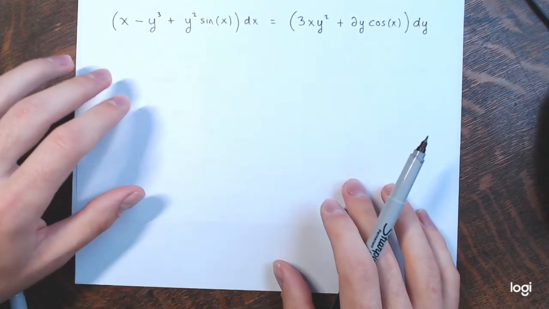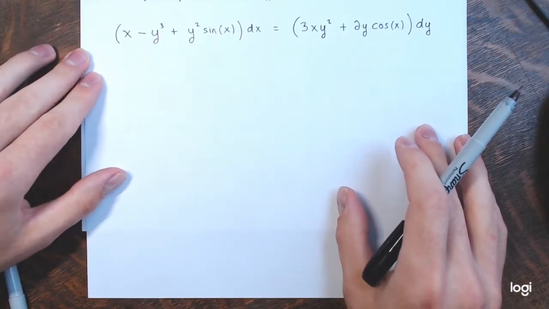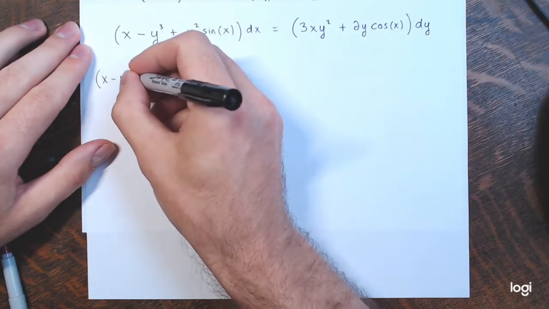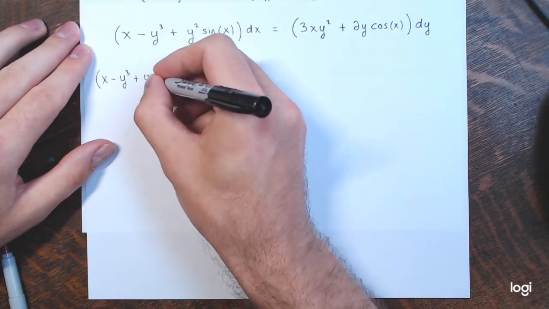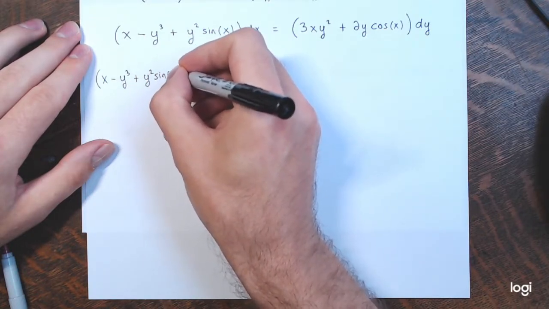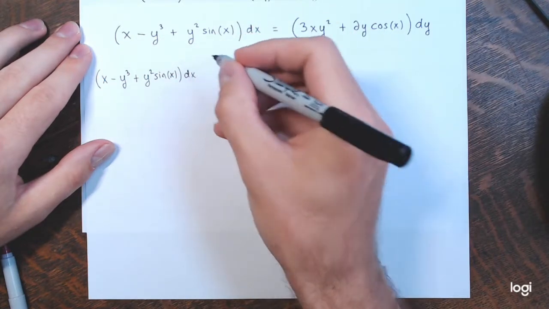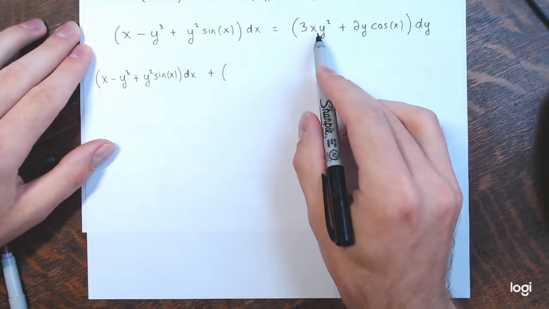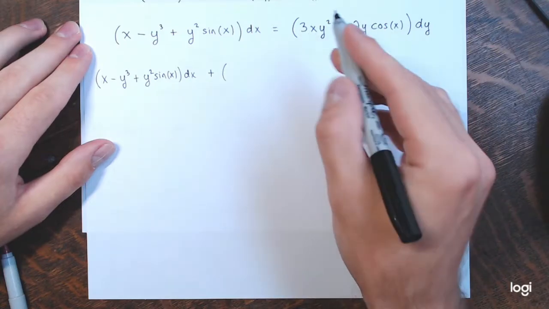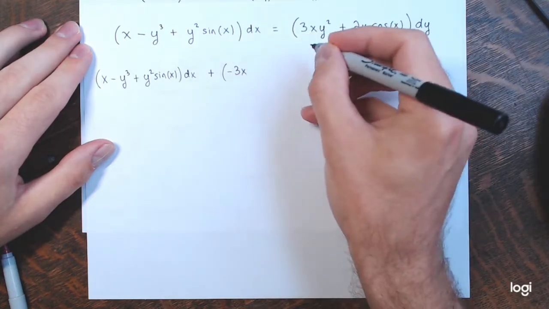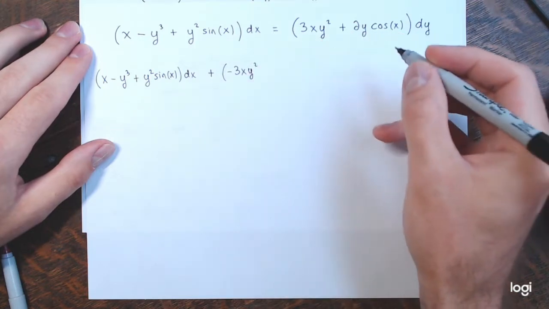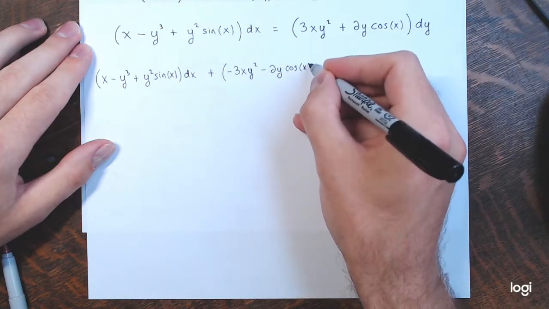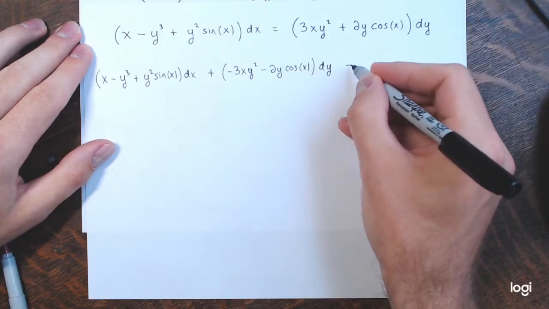So let's take all the differentials to one side. Keep this (x minus y cubed plus y squared times the sine of x) dx over here. Plus, and then I'd be subtracting this whole thing, so negative (3xy squared minus 2y cosine x), and then times the differential of y, and then equals 0.